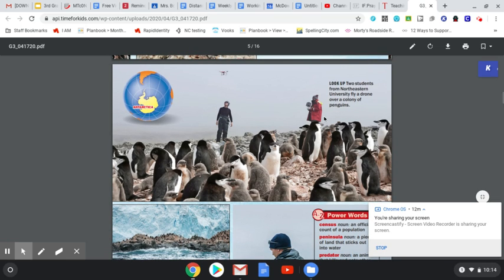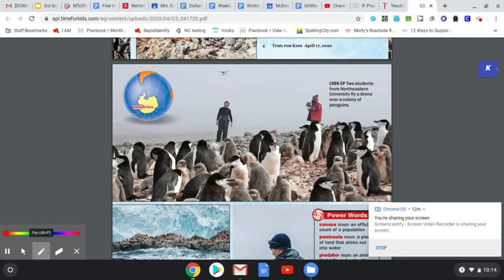Okay, and then I see these big, dark, bolded words right here that I need to make sure that I read, and then I can see the drone right here that they're using to fly above the penguin nests. Look up. Two students from Northeastern University fly a drone over a colony of penguins. Okay, so those are the students that are flying that drone over the colony of penguins to count them and look at their nests.